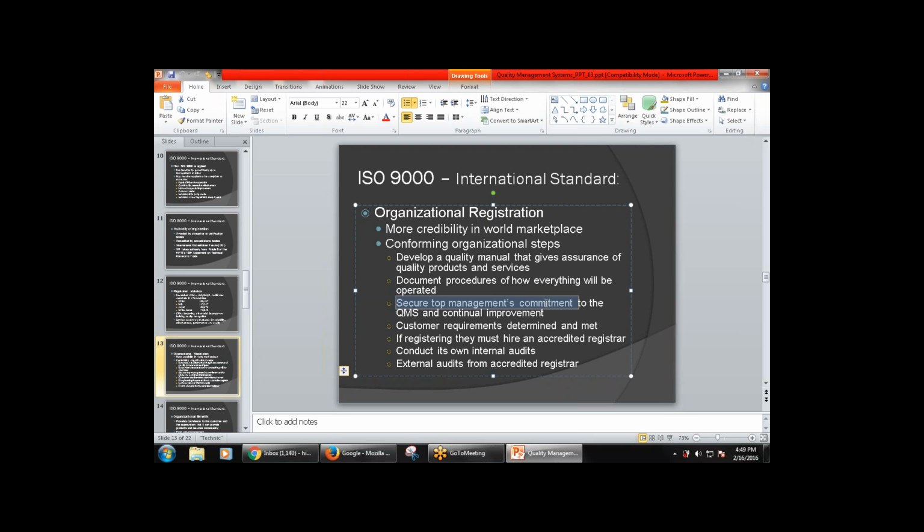Then secure top management commitment to QMS and continual improvement. So there will be continual improvement in this.